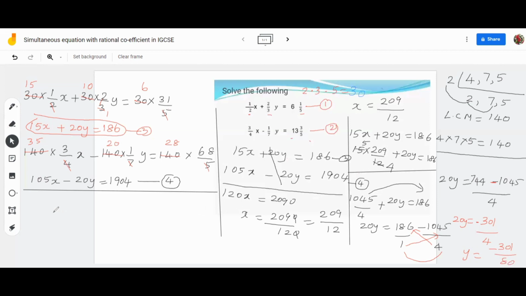What about my x value here? Let me move on here. x is 209 over 12 and y equals minus 301 over 80, right?